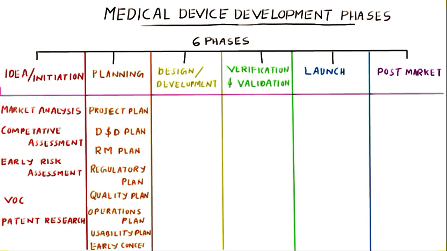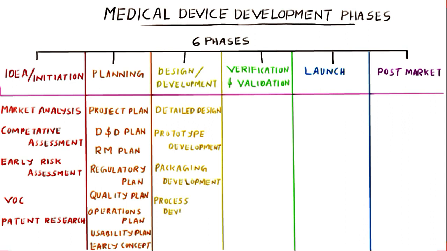Now we'll look into phase three, design and development. Once the requirements have been established, the design phase of the product will get started. There are a couple of activities in design and development. Those are detail design, prototype development, packaging development, process development, and risk management documentation.